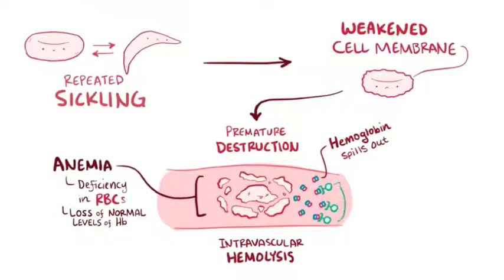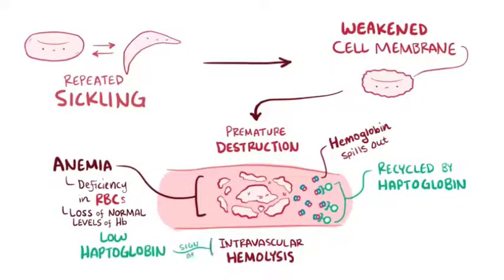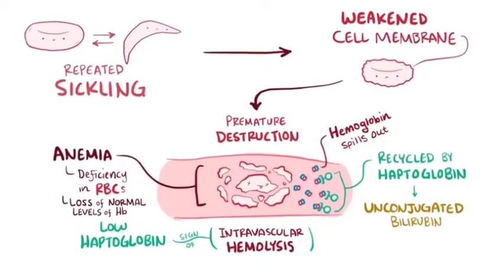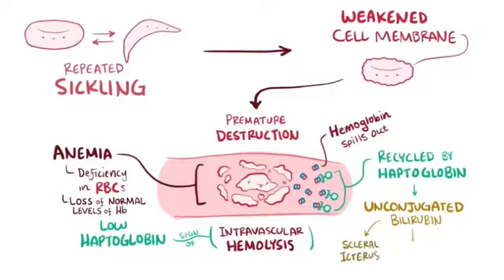Free hemoglobin in the plasma is bound by a molecule called haptoglobin and gets recycled, which is why a low haptoglobin level is a sign of intravascular hemolysis. Recycling of that heme group yields unconjugated bilirubin, which at high concentration could cause scleral icterus, jaundice, and bilirubin gallstones.